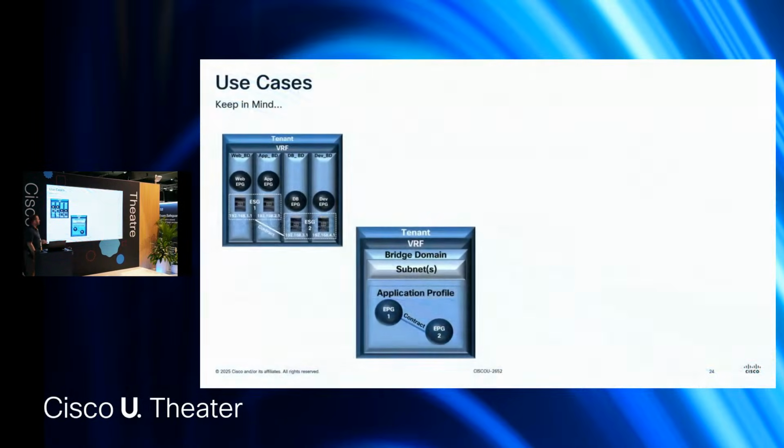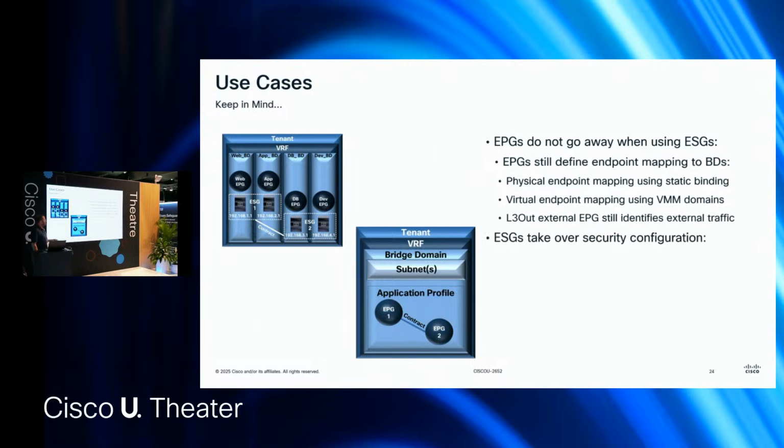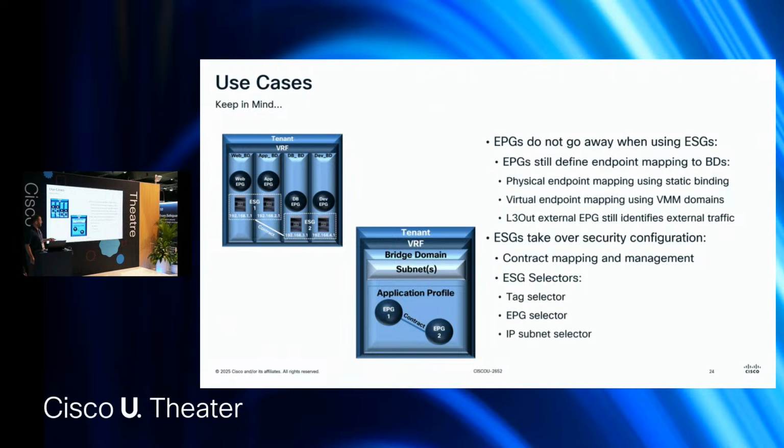All right, use cases. When would you use one over the other? Again, the EPGs are not going away. You still have your mappings. But ESGs take over the security function. So the traffic flow between ESGs has been peeled away from the EPGs. And again, you've got your selectors. I've already talked about them.